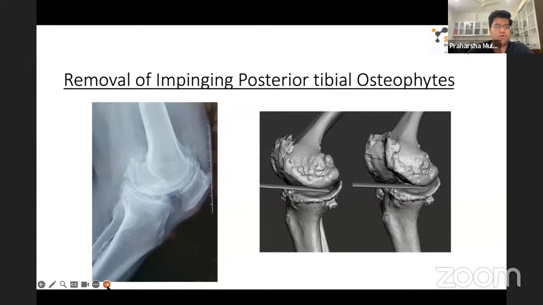You can use a curved osteotome. You can go under the femur and you can blindly try to hit these osteophytes, but obviously you have to take care not to go too posterior in the joint.